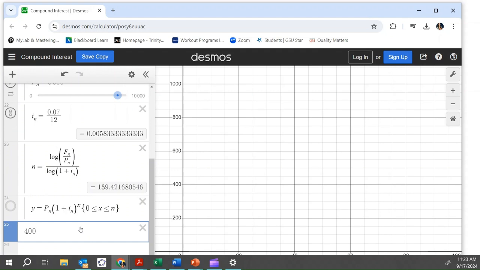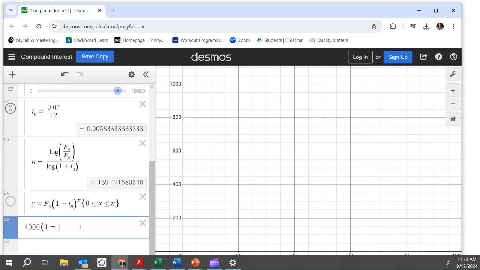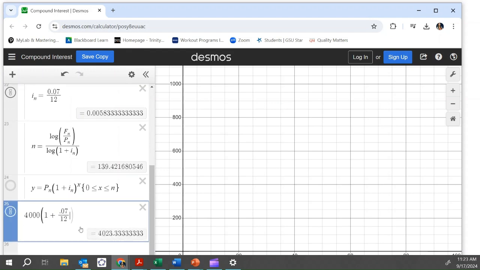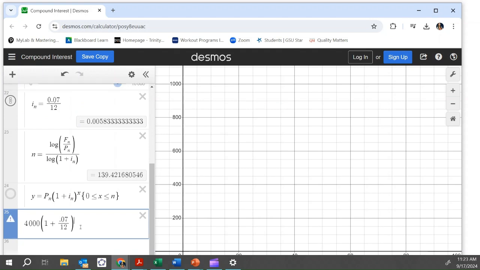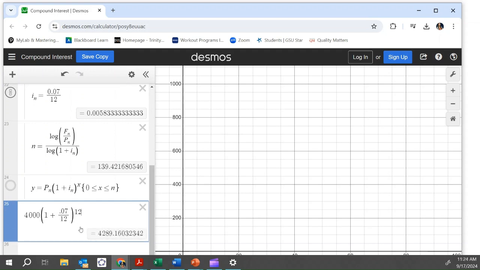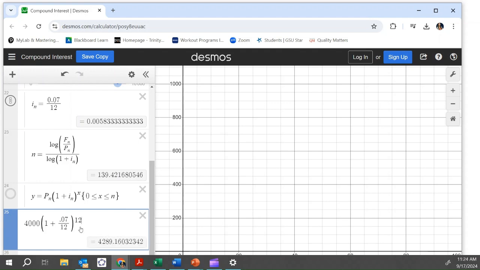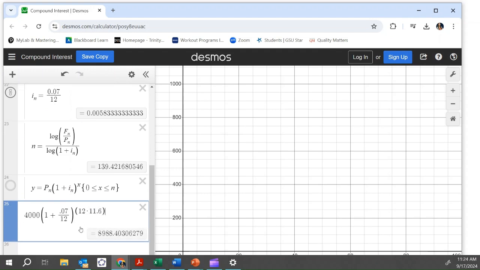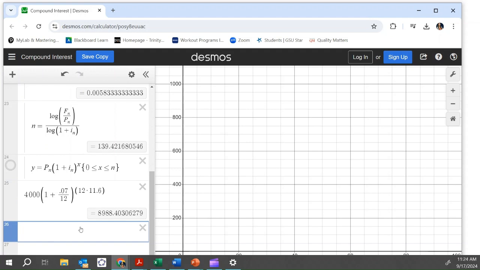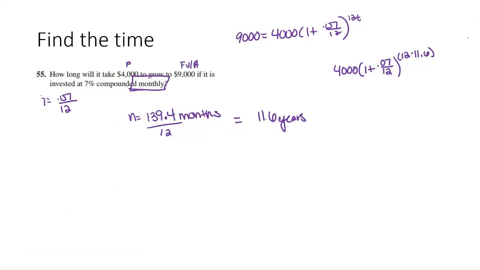So 4,000 plus 0.07 over 12 raised to the, I used shift 6 to get that value there, 12 times, oops, nope, I want to be in the exponent still, so I'm going to put it in parentheses, 12 times 11.6. Okay, so because I rounded that 11.6, it is saying I'm just a little shy there. So basically just telling me that my rounding was a little off, but I did get very, very close to 9,000.